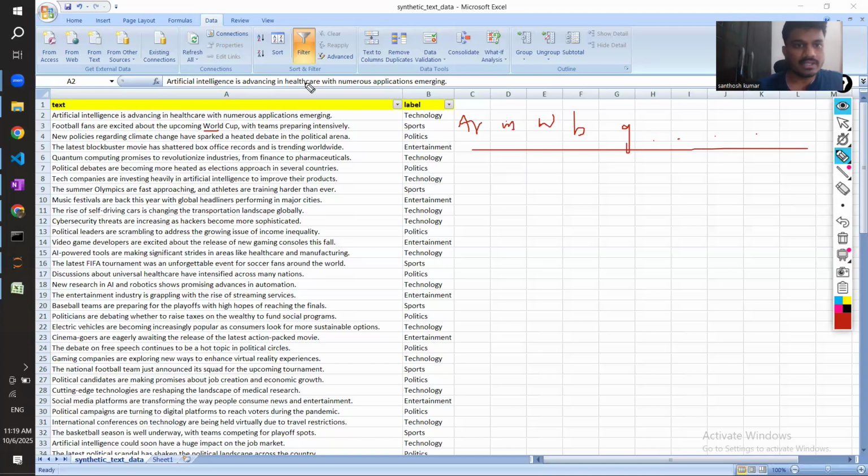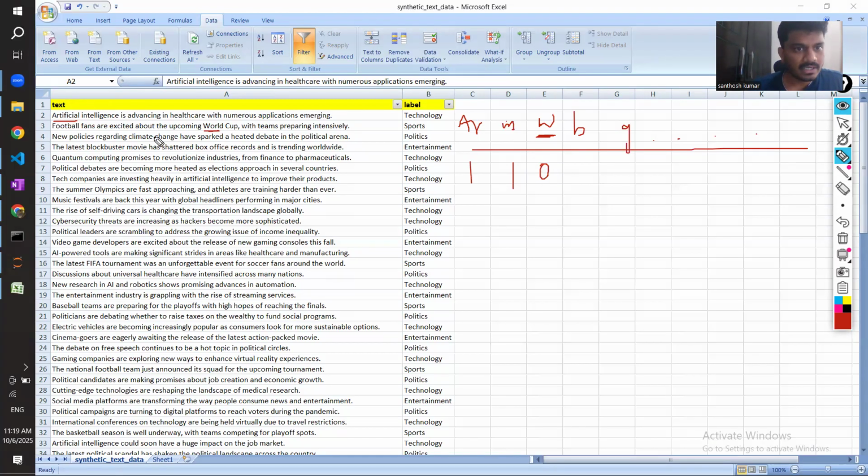Now it will take the first row. It will see the first word is "artificial". Wherever "artificial" is there, it will put 1. Now, what is this? This is "intelligence". Intelligence is there, so 1. Now, what is this W, "world"? Do I have "world" in this first row? No, it will be 0.